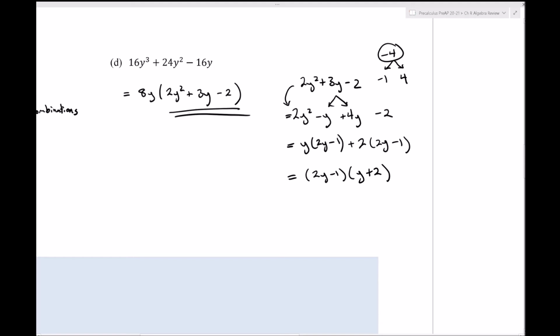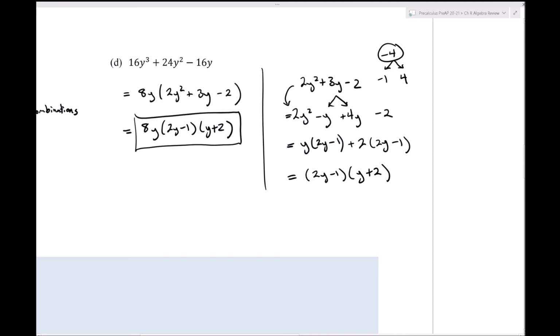So the final answer would be that which I just got, multiplied with the 8y that was factored out from the beginning. So don't forget about the 8y GCF that was factored out at the beginning. 2y minus 1, y plus 2. Let me double check that's all correct. And yeah, it looks fine. So then this is what I'm going to box. And there's the work on the side to factor the stuff inside parentheses.